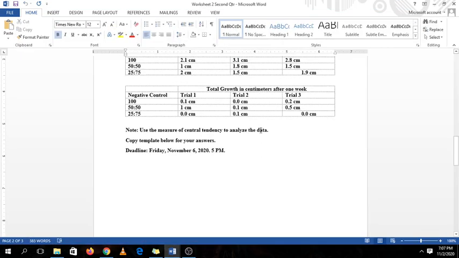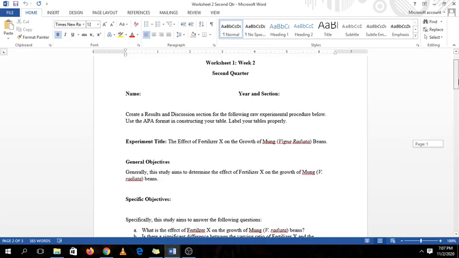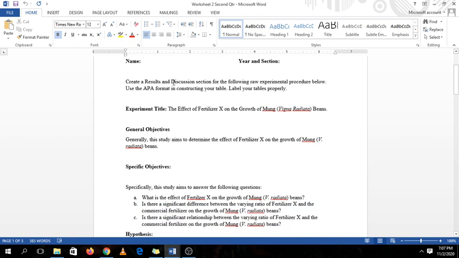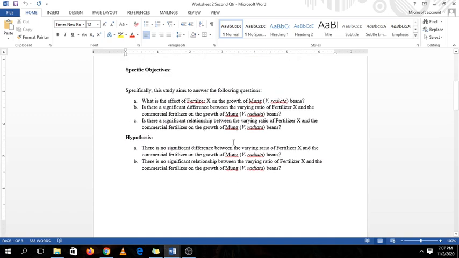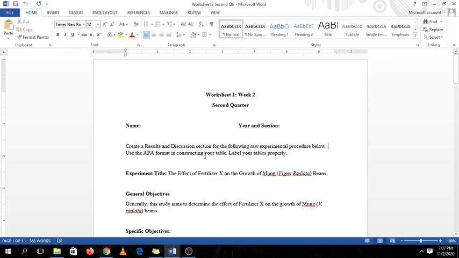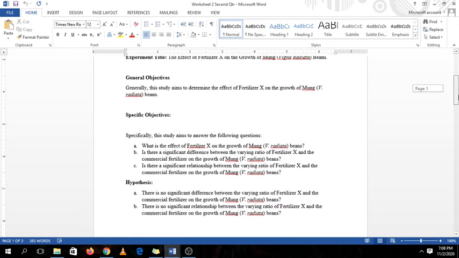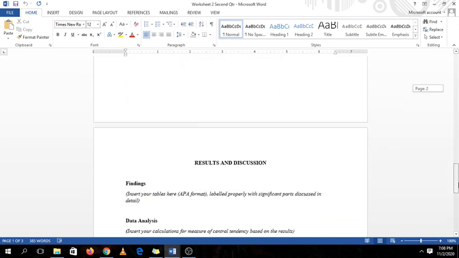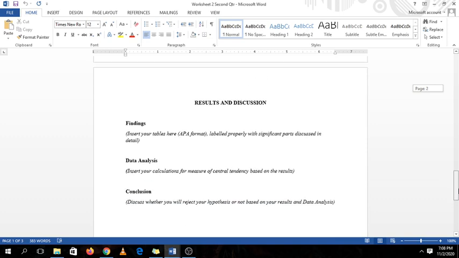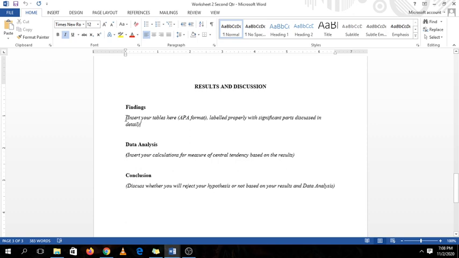Next is the worksheet 2 for second quarter. This time, you still copy the name, your section. Then, you're going to create a results and discussion section for the following raw experimental procedure below. Use the APA format in creating your table and label your tables properly. So, I'll be giving some details about the research and some raw data. So, inyong obrahon, you copy this template again, then you write your findings, ang table, ang data analysis, okay, using your calculations for measure of central tendency, nga table, and of course, your conclusion.